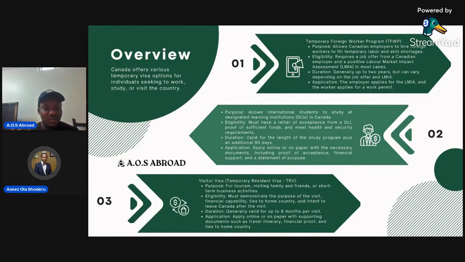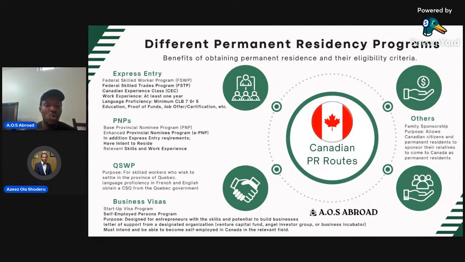Now, the application can be done as well online or on paper with supporting documents such as travel itinerary, financial proof, and ties to the home country. So those are the types of temporary residence routes.